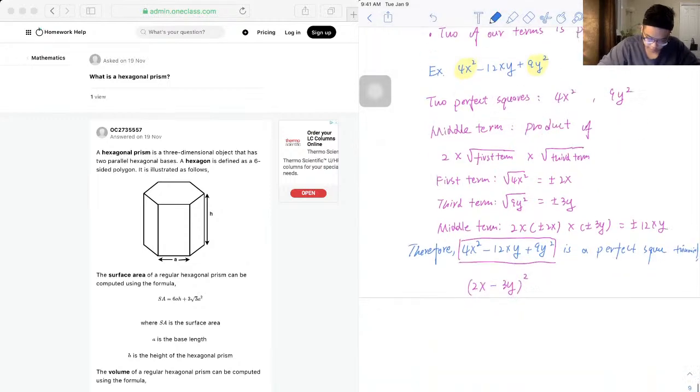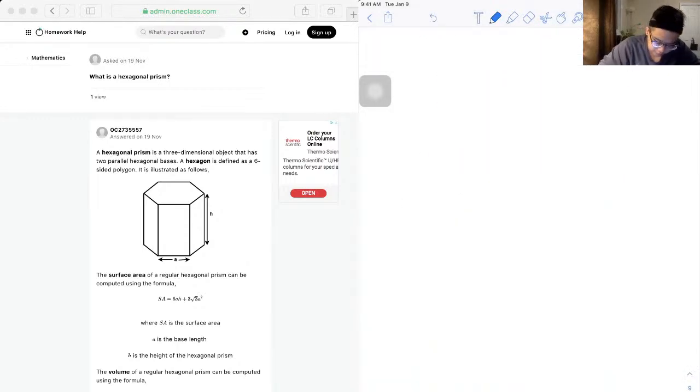So coming up, our second question is asking us, what is a hexagonal prism? A hexagonal prism is a three-dimensional object that has two parallel hexagonal bases. And a hexagon is defined as a six-sided polygon.